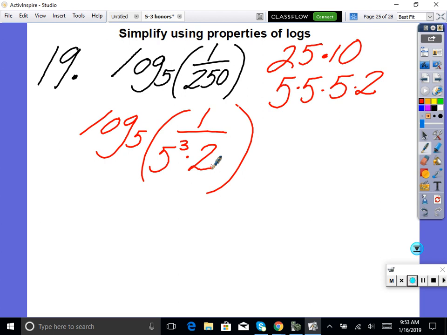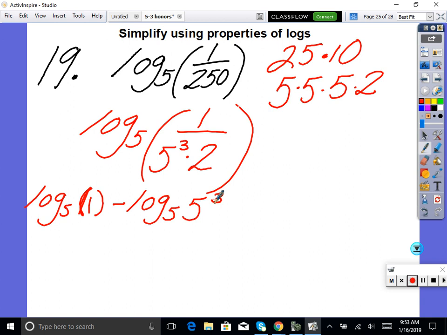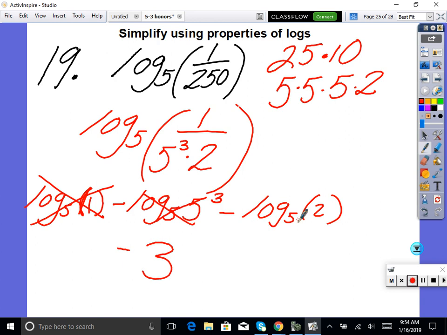So now let's do this. Split it up. Log to the base 5 of 1, in parentheses, minus log to the base 5 of 5 to the third, minus log to the base 5 of 2. Now from here, if you can remember from last time, log to any base of 1 always simplifies to be 0. So that's 0. So then doesn't this also cancel out? So we have negative 3 right there. And then there's nothing more we can do here. Minus log to the base 5 of 2.